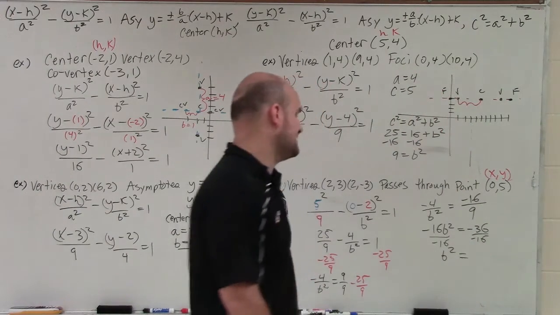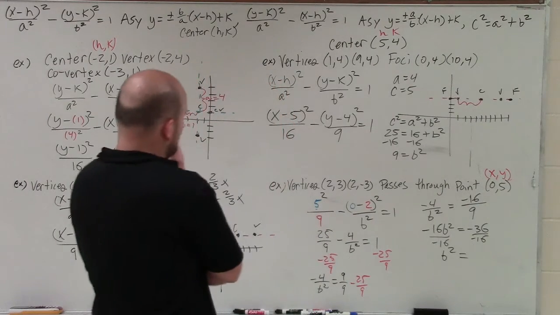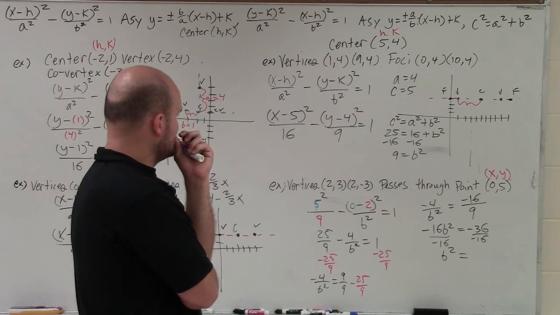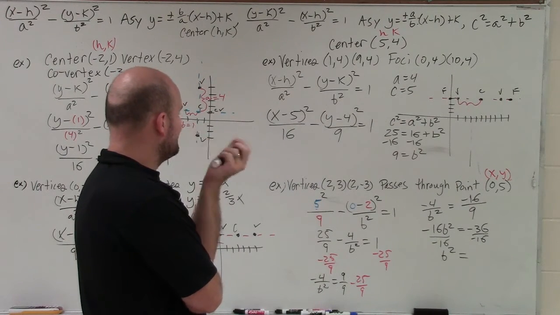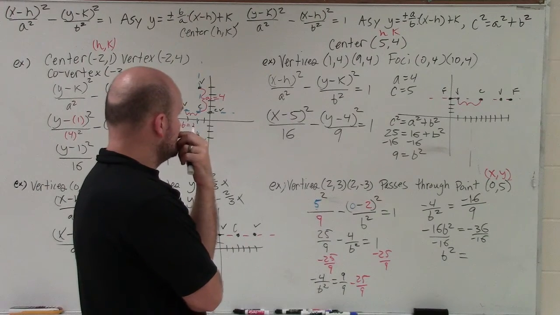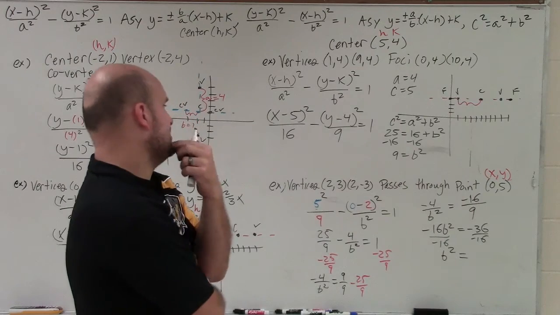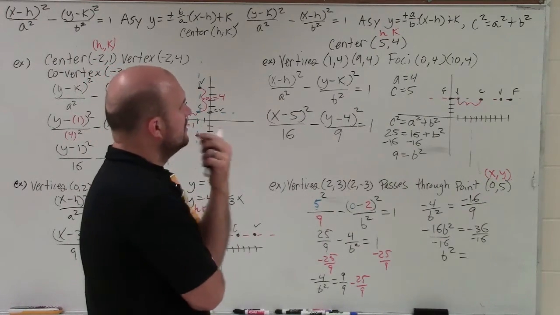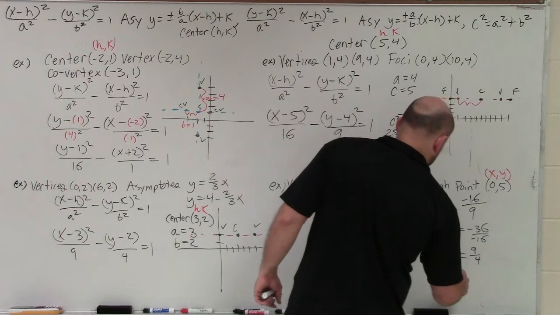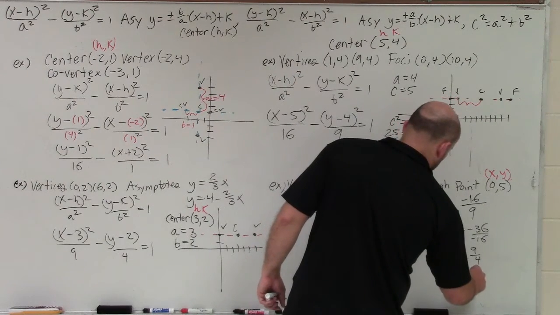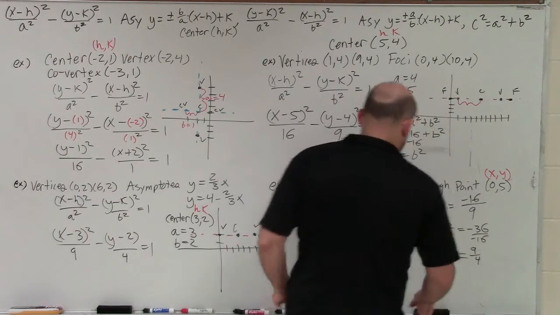Now, 16 doesn't divide into that evenly, but I can divide by 4. So it's going to be 9/4. That actually works out. So b equals 3/2. Actually, we don't really care about that; we just want to know b squared is 9/4.